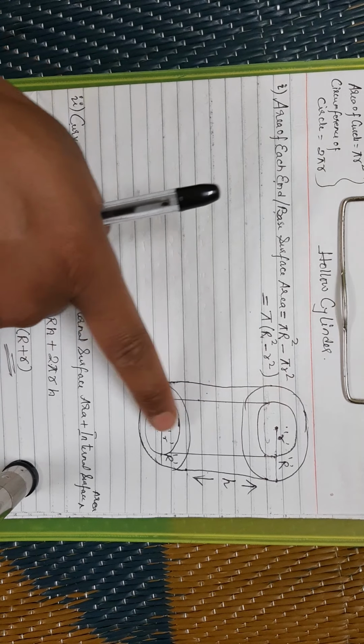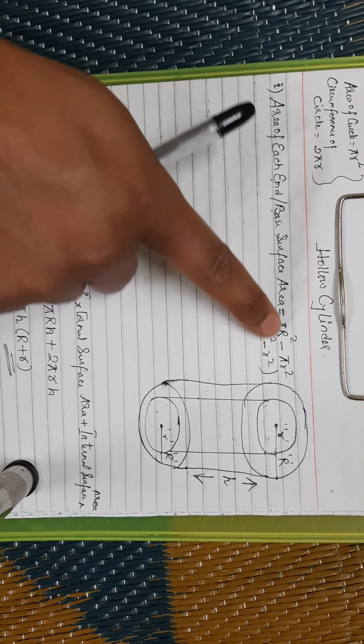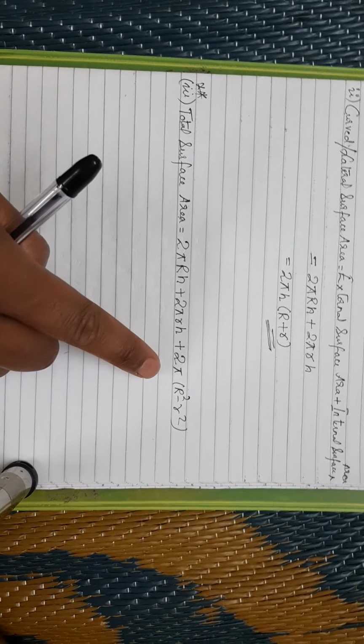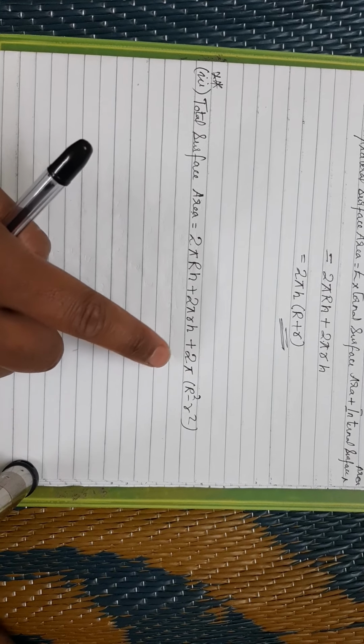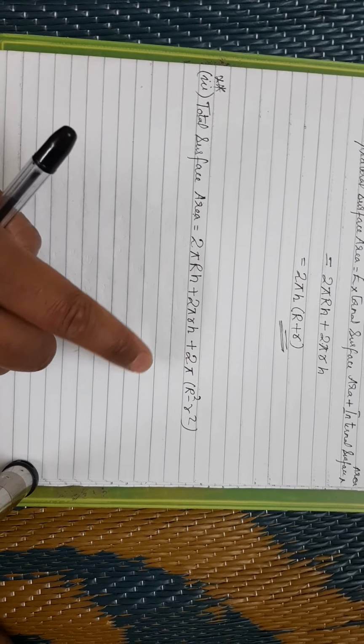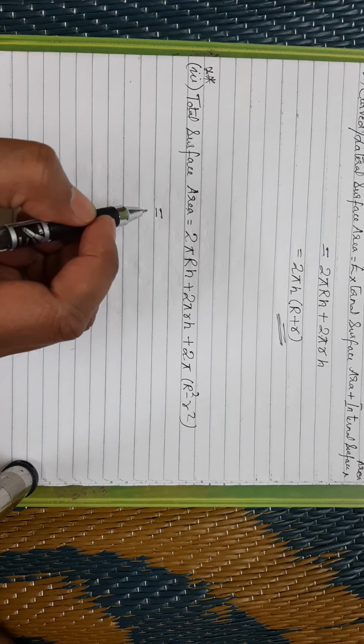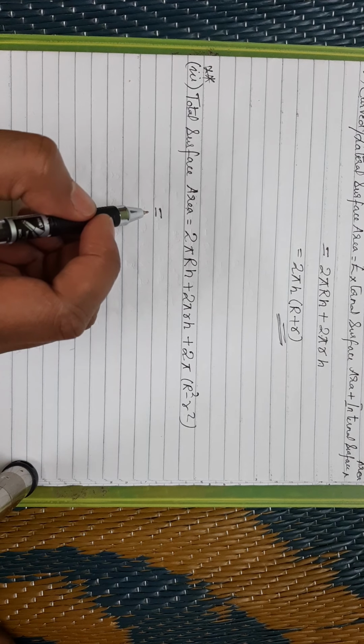How can we find out the area of each end? Now this is the area of each end, one. But while finding out the total surface area, we have to find both. There are 2 circles, one at the top and one at the bottom. That's why I multiplied with 2. Clear? Now from here, take out the common things.